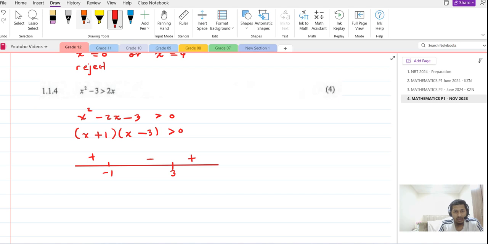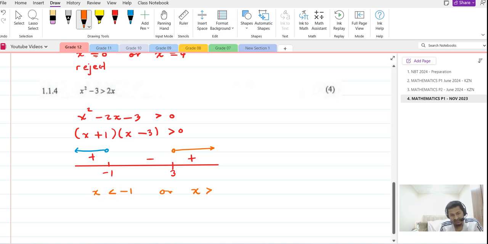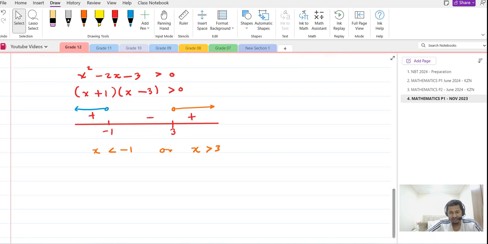Now what's the answer? We're looking for a positive answer. So my answers are going more than 3, or my answer is less than -1. So we're going to write this answer down: x is less than -1, or x is more than 3. It's not including 3 because it's just greater than. Yeah, and that's your answer. I hope you guys are understanding.